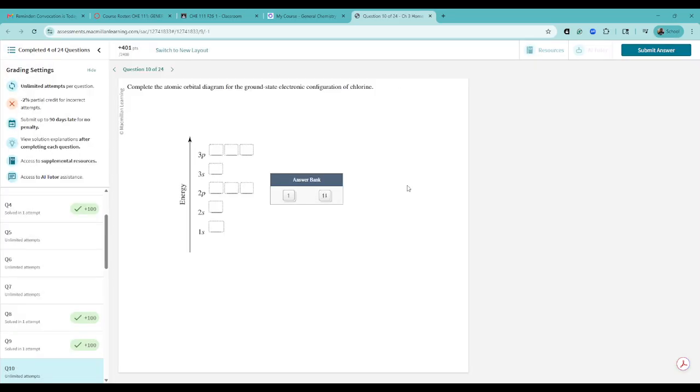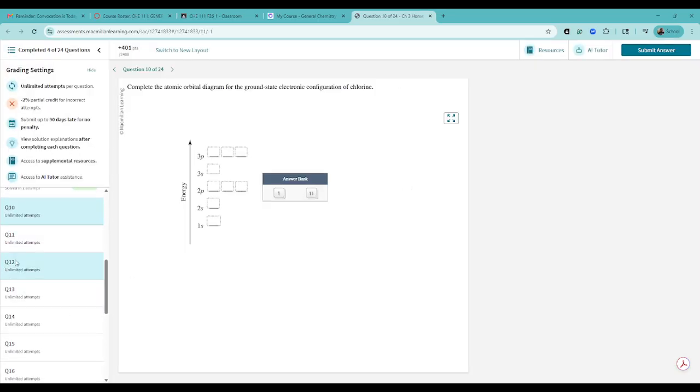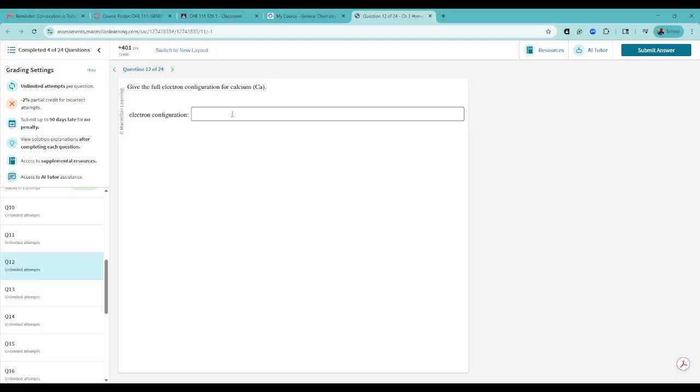Now looking at that, so that was 9. I'm going to skip ahead to 12. Just an example, full electron configuration. So what we've got to do, we've got calcium. Calcium is element 20. So that's row 4.